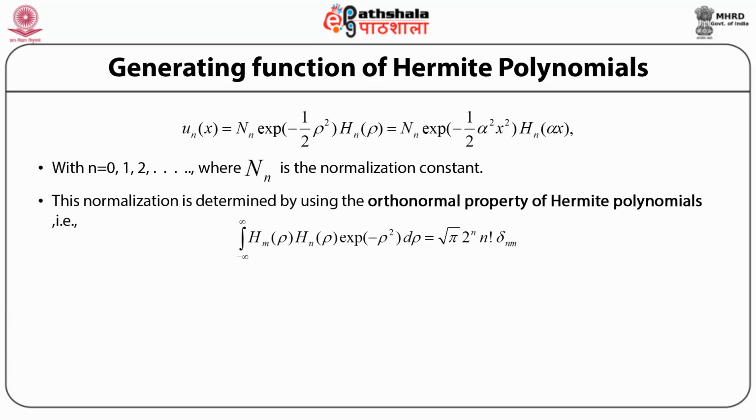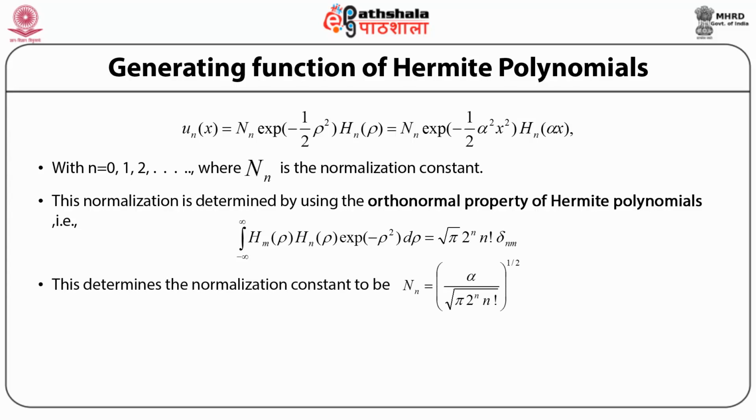This normalization is determined by using the orthonormal property of Hermite polynomials, that is, the integral from minus infinity to infinity of H_m(rho) into H_n(rho) into exponential of minus rho square d rho is equal to square root of pi into 2 raised to power n into n factorial into delta_mn. This determines the normalization constant to be N_n equals alpha by square root of pi into 2 raised to power n into n factorial.